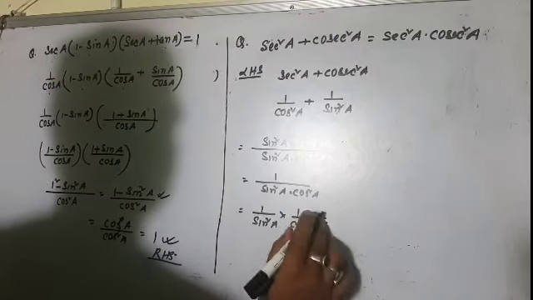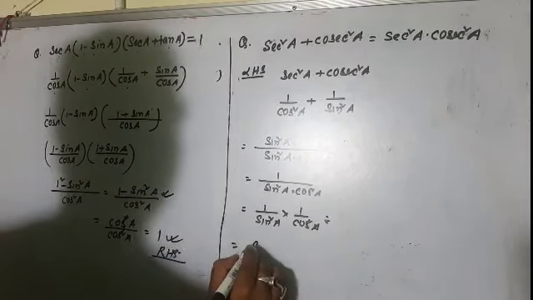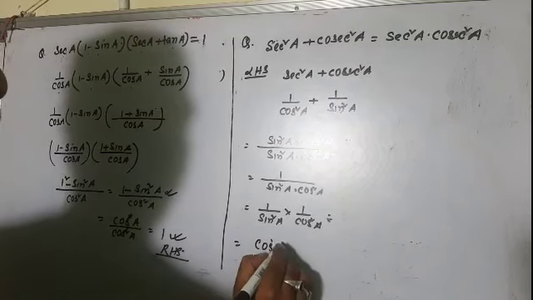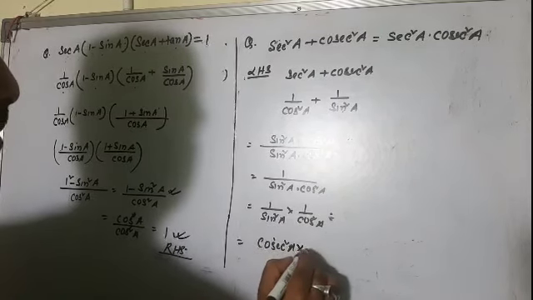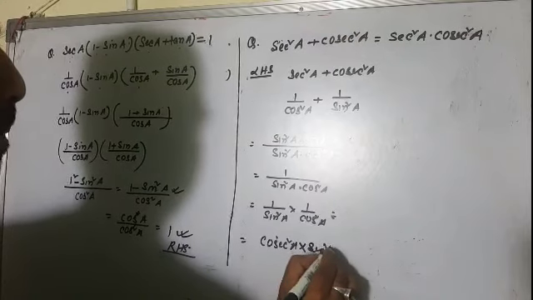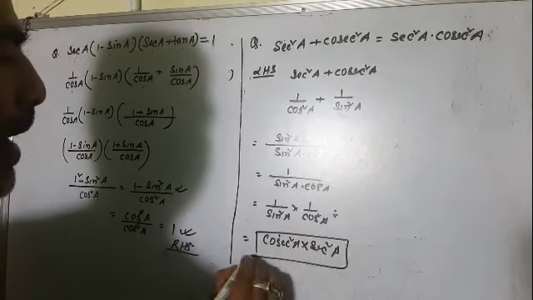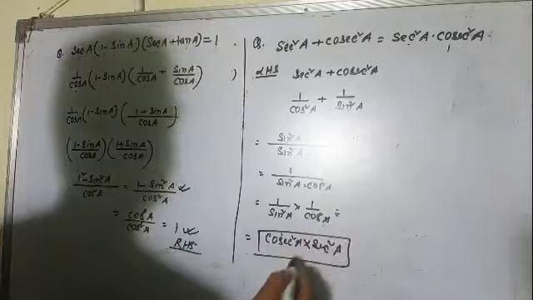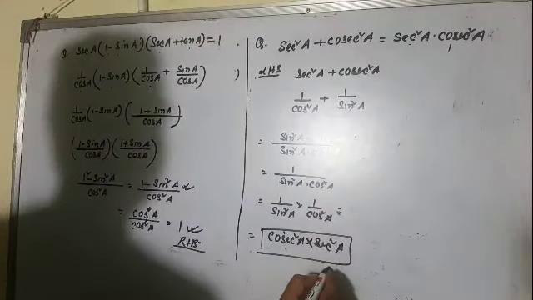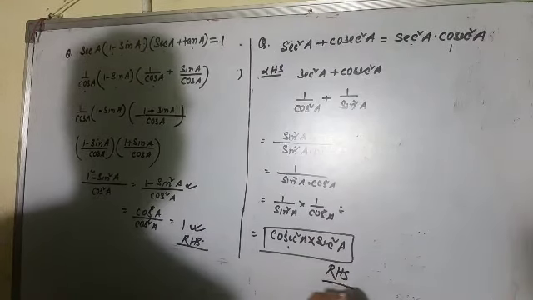So 1 by sin square a is what? 1 by sin square a is cosec square a, and 1 by cos square a is equal to what? Sec square a. So that is your required RHS, sec square a into cosec square a, same thing. So that is your RHS.